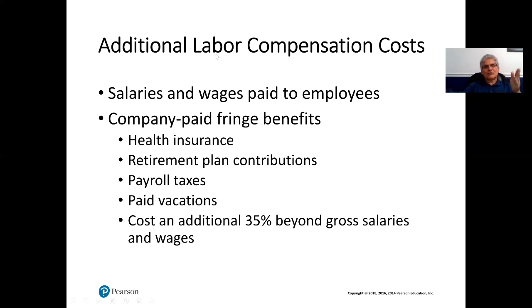We talk about additional labor compensation costs. It's not just the salary and wages, although that's what we're going to talk about first. First, we start off with the salary and wages paid to the employees. But the additional labor costs will include any fringe benefits paid. So health insurance, retirement plan contributions, payroll taxes, paid vacations, costing an additional 35% beyond gross salaries and wages, and workers' compensation benefits. All those are going to be added to labor costs, even direct labor.